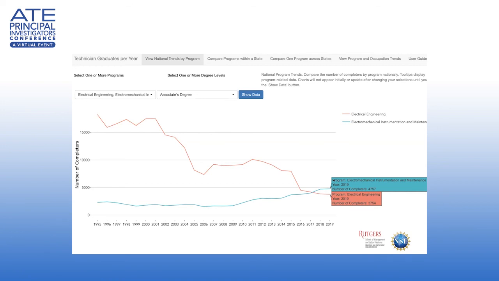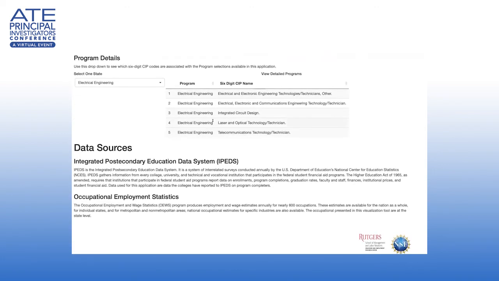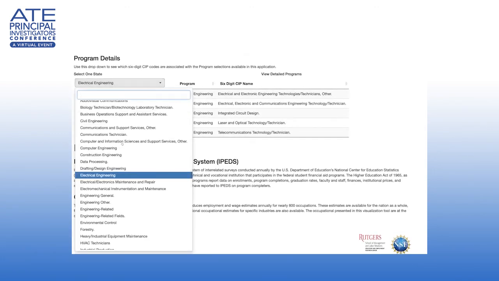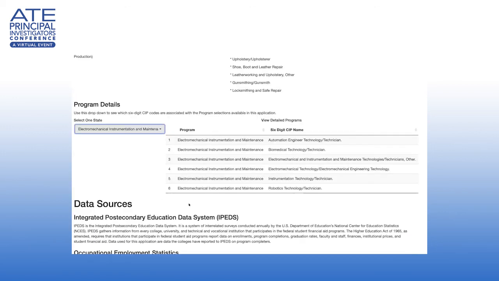So now I'd like to go back to the user guide and look at the codes for the electromechanical. Quickly, if we can do that. So people could find out, schools could find, more detail about their program, where they fit in these higher level codes by going to this tab.